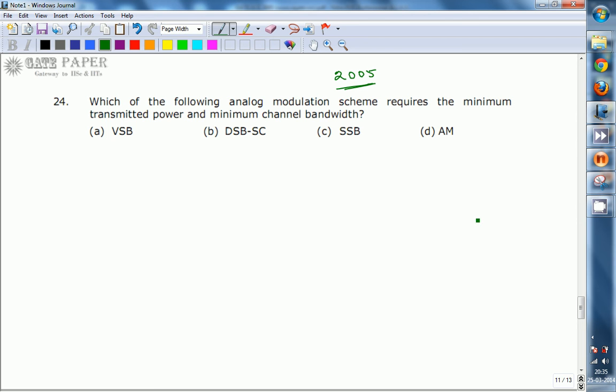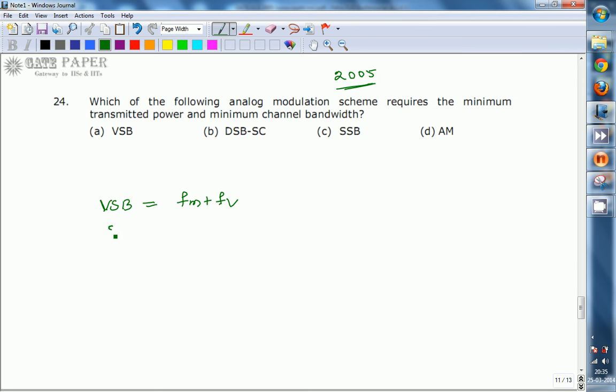Now first we'll see the VSB modulation. We know that the bandwidth equals fm plus fv, where fm is the maximum frequency component of the message signal and fv is the vestige frequency.